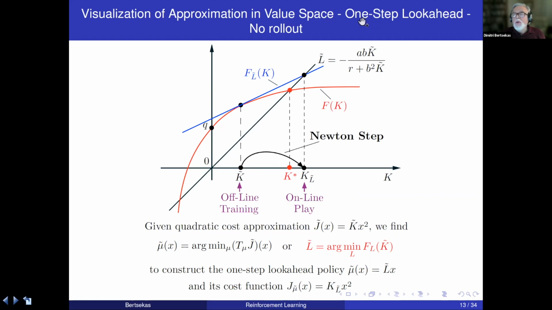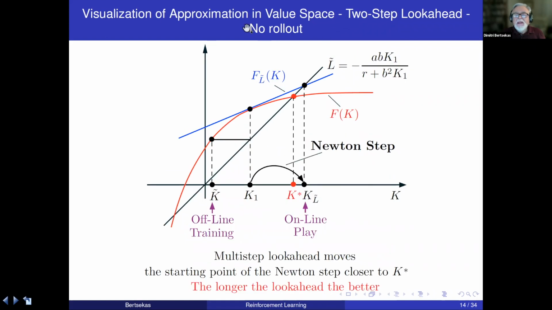Now, this corresponds to the simple case of one step look ahead, but no rollout. Suppose you had two-step look ahead and again, no rollout. So you start with a cost function approximation like this. Two-step look ahead means that we do one step look ahead on the result of another one step look ahead minimization.